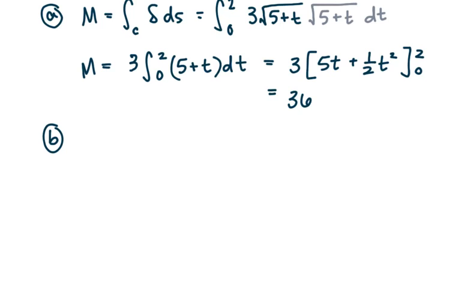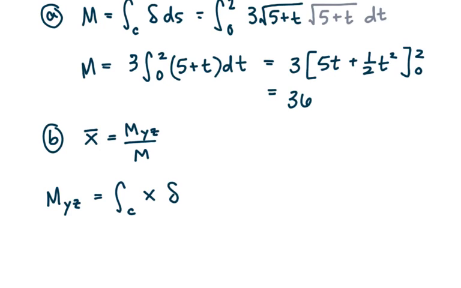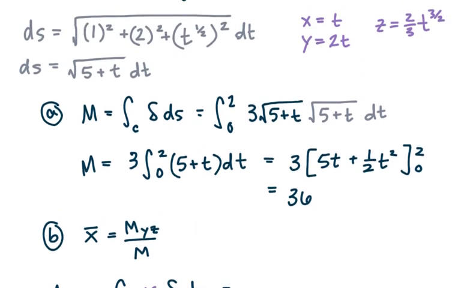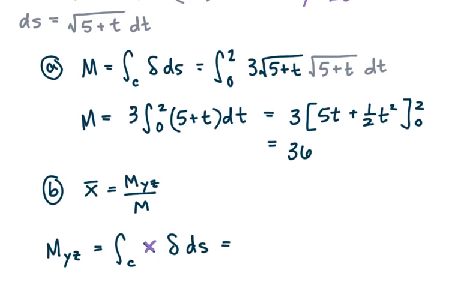In order to find x bar, it is the moment about the yz plane divided by the mass. The equation for the moment about the yz plane is the line integral along C of x times density ds. So setting that up, we need to make sure we pay attention to, we have to plug in some parametric equation for x in terms of t. Remember that in this case, x is equal to t.